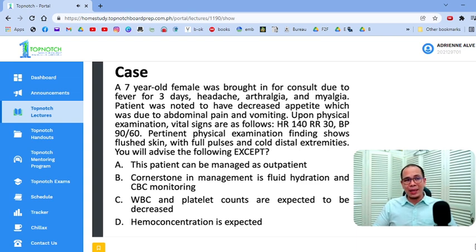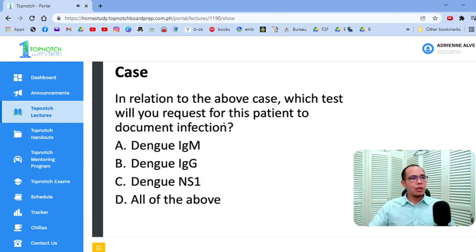Okay, baka isipin nyo, hindi kaya yan tachycardic because of the fever lang. So if you were going to read the references, for every degree Celsius above 38, yung heart rate mo can increase by around 10 beats per minute. So yung 140, masyado mataas yan. Okay, and your patient has cold distal extremities. So lumalamig na yung extremities niya, again, that's a sign of shock. So you have to admit and hydrate this patient. Okay? In relation to the above case, so sabi natin, hindi lahat ng may thrombocytopenia, may leukopenia is dengue.